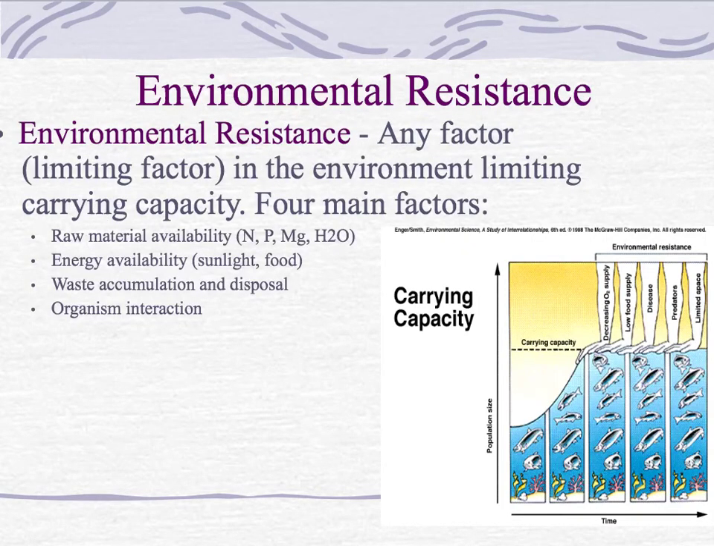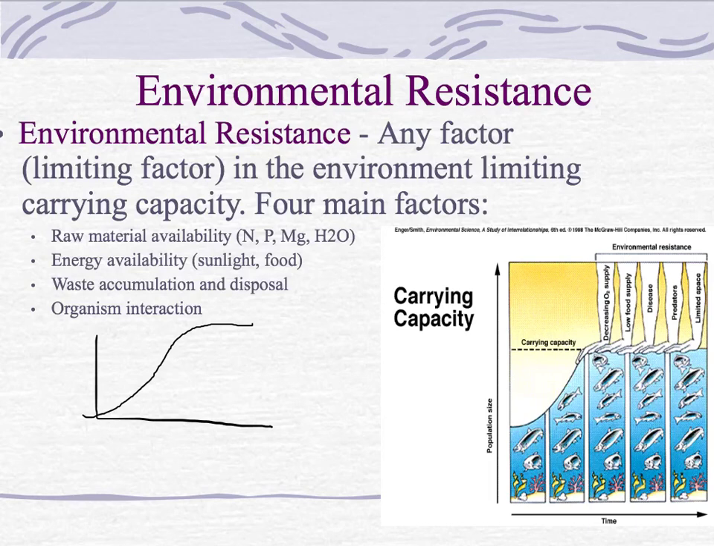Environmental resistance is any factor or limiting factor in the environment limiting the carrying capacity, and there tends to be four main factors. So the amount of raw material available, the energy available, waste accumulation and disposal, and organisms' interaction. I want to talk a little bit about this waste accumulation and how that could be impacting population. So we have our lag phase, exponential growth, and carrying capacity on this graph.